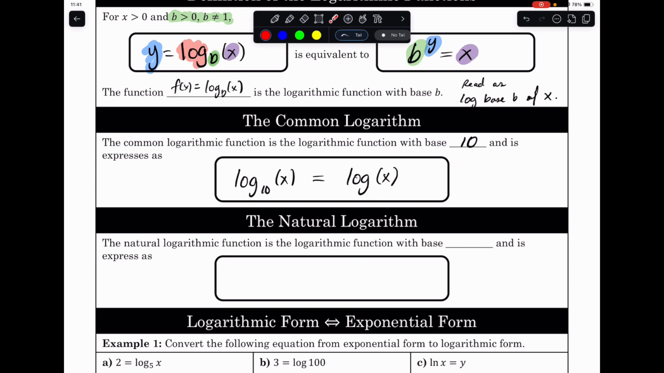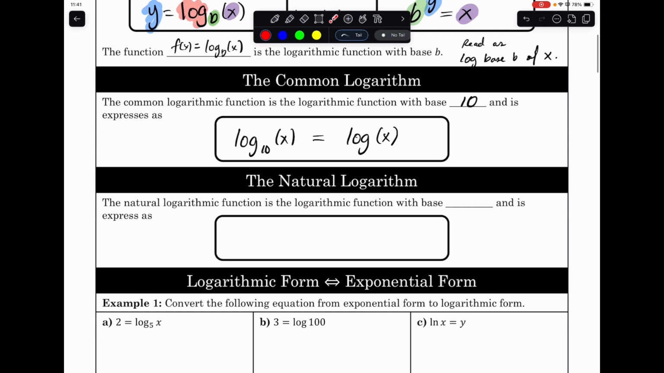Now the other, not common, but the other famous log is the natural logarithmic function, when the base is Euler's number e. When our base to our log is the letter e, remember that's approximately 2.71.